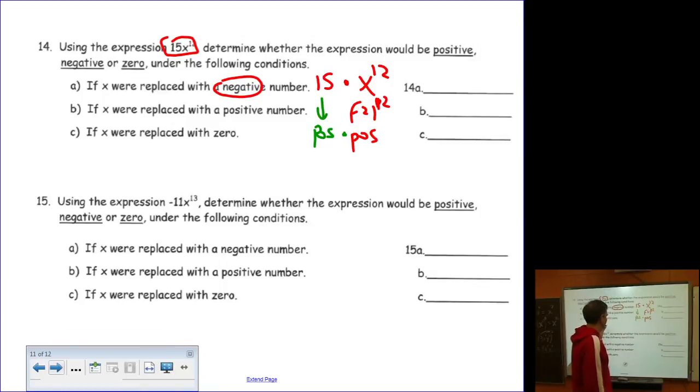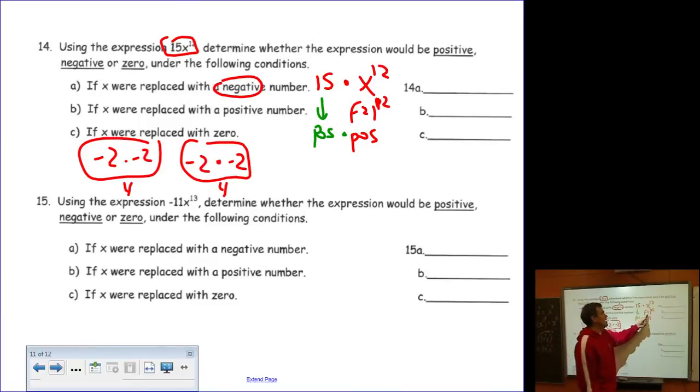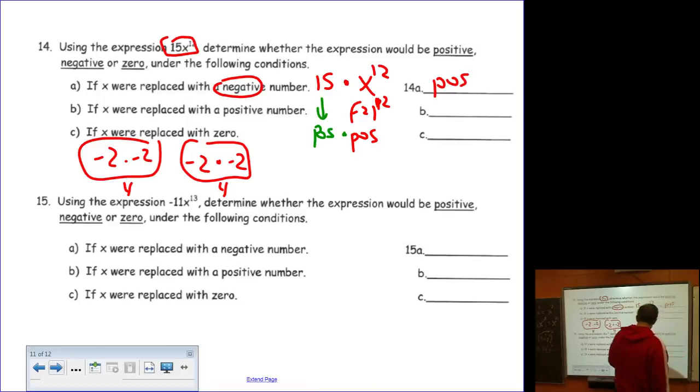Again, if you have an even amount of negatives, like 2 of them, that turns out to be a positive. And every pair would still be positive. So as long as you have an even amount, you're going to have nice pairs that all turn out to be positive. An even amount of negatives is positive, and this means when you have 15 times x to the 12th, you have a positive times a positive. That's going to be positive.